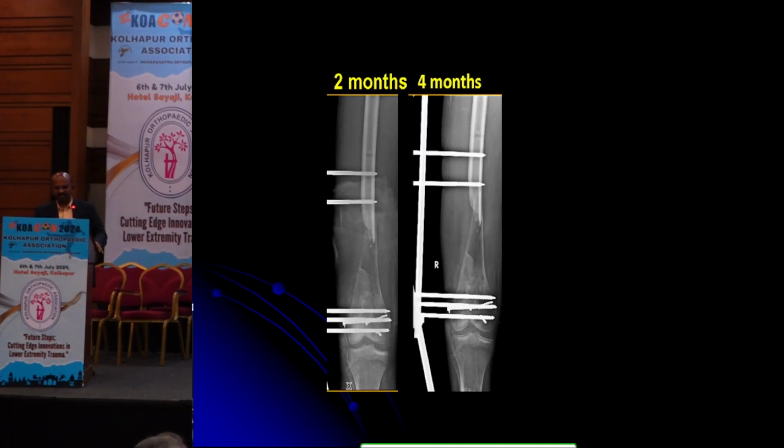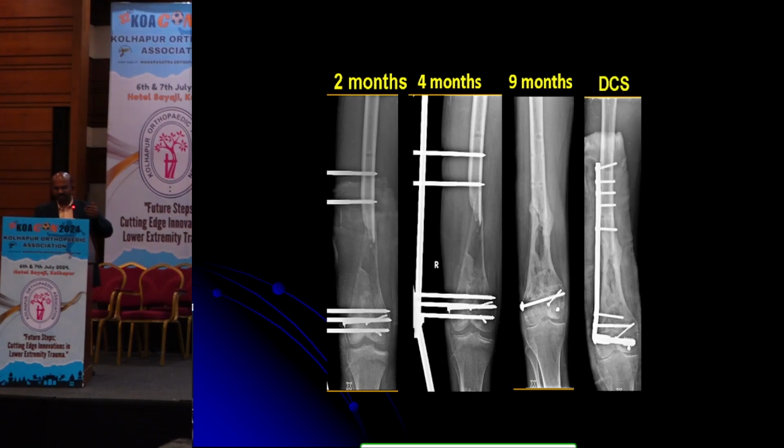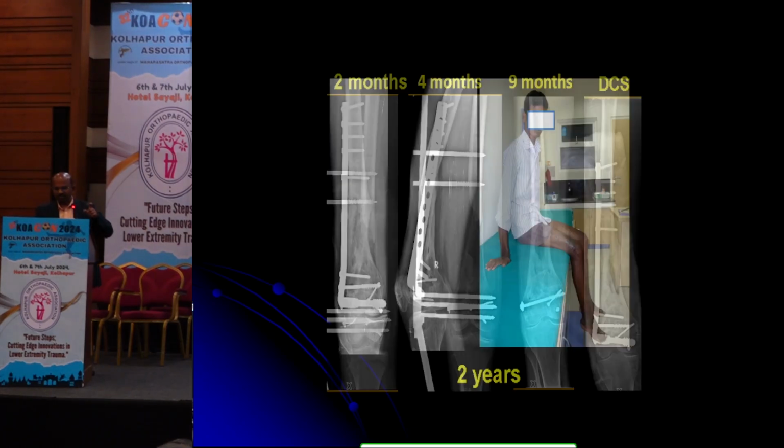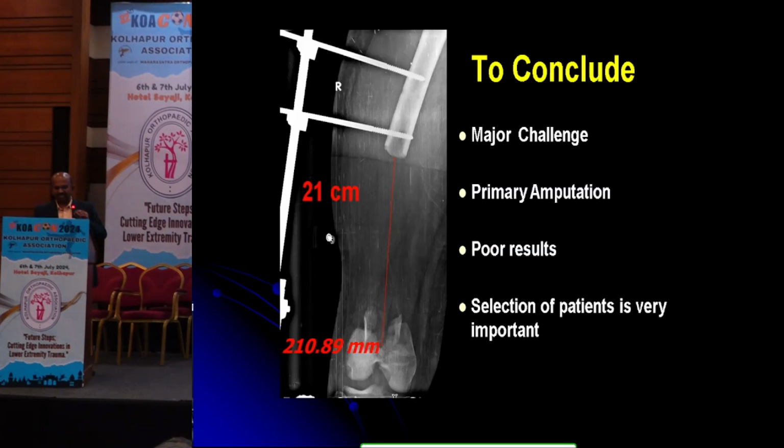Here we can see that at the end of 2 months there is callus formation, and at the end of 9 months there is complete bridging of the gap. To prevent refracture we have just stabilized it so that we can mobilize the knee joint also. So, here we can see that he has got a reasonably good range of movements.